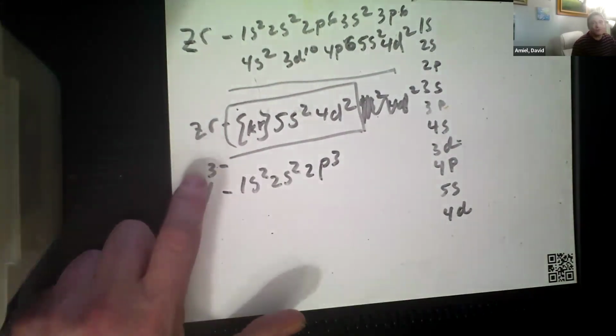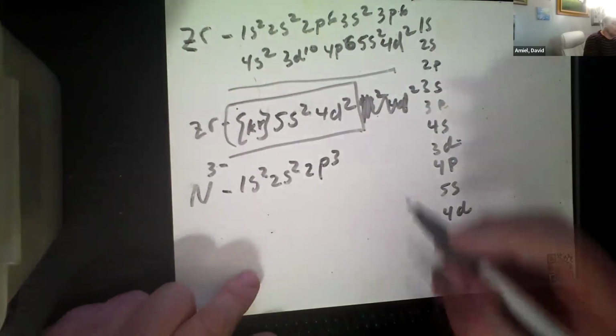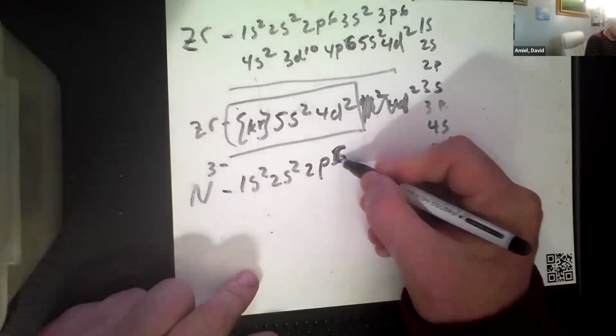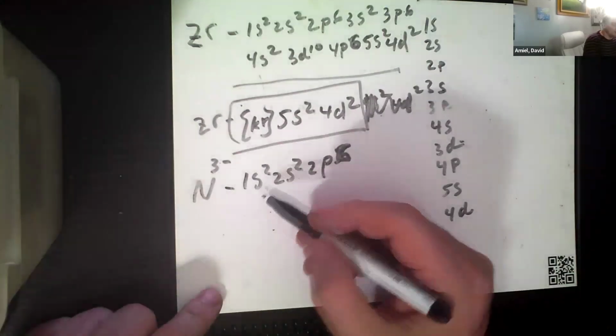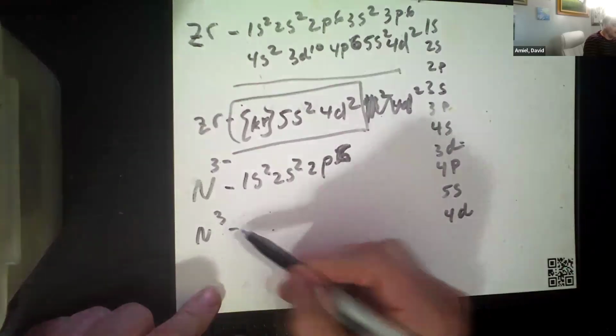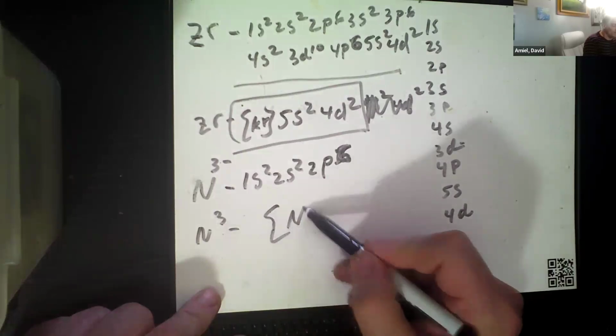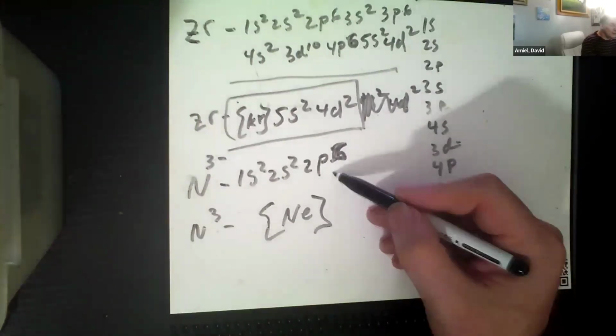But it's nitrogen triple minus, so I've got to add 3 electrons. So this becomes 2p6, like that. And you can see that this is all just neon. So you could write N triple minus as just neon, like that. And these two are the same thing.